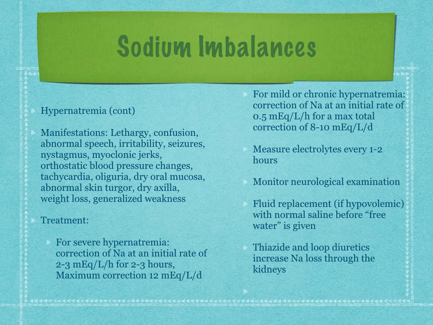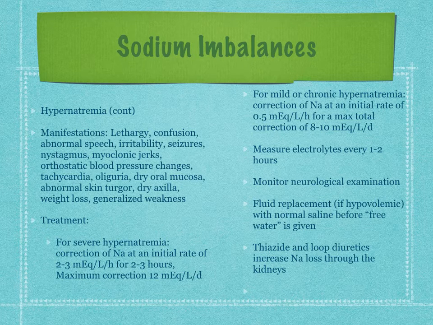The treatment for severe hypernatremia is correction of the sodium at an initial rate of 2 to 3 milliequivalents per liter per hour for the first 2 to 3 hours. The maximum correction is going to be 12 milliequivalents per liter per day. So if somebody has a sodium level of 162, we're not going to expect to see their sodium level go back to 140. We're going to expect their sodium level in one day to go down to 150.